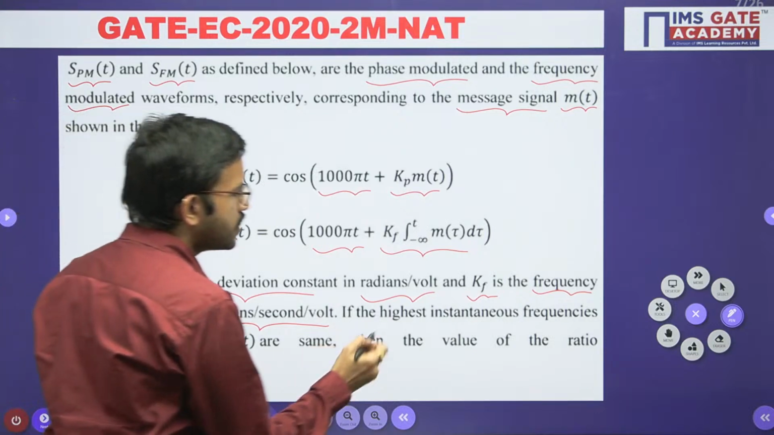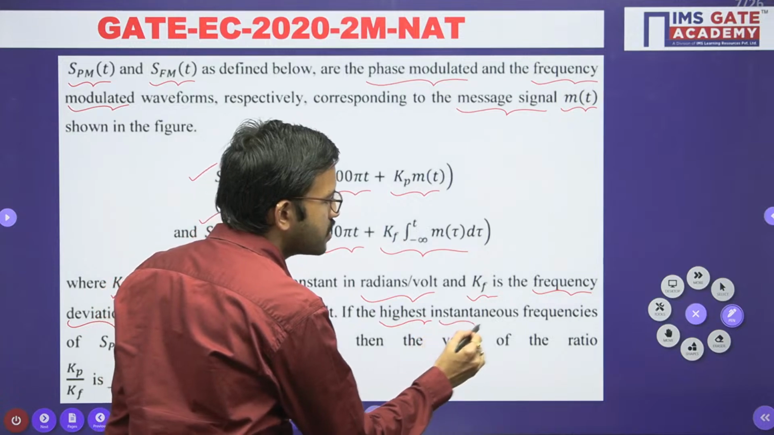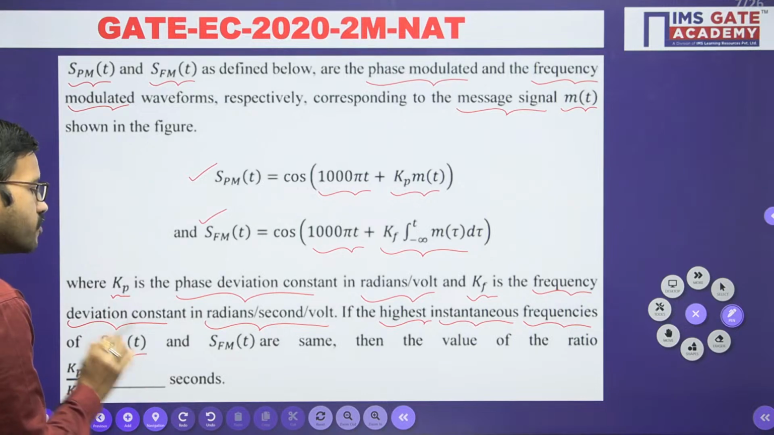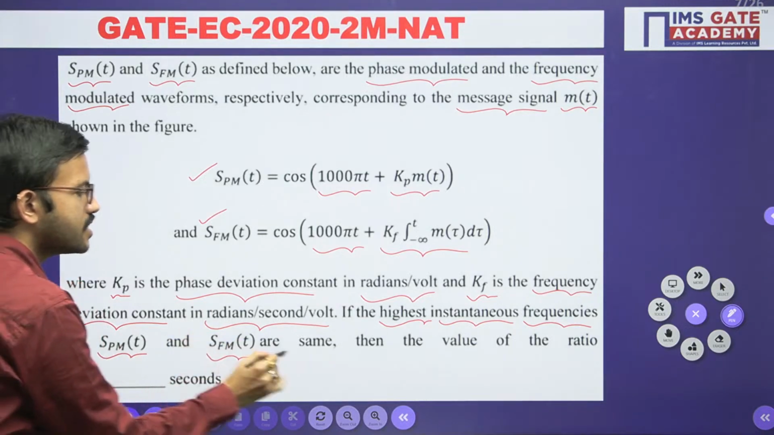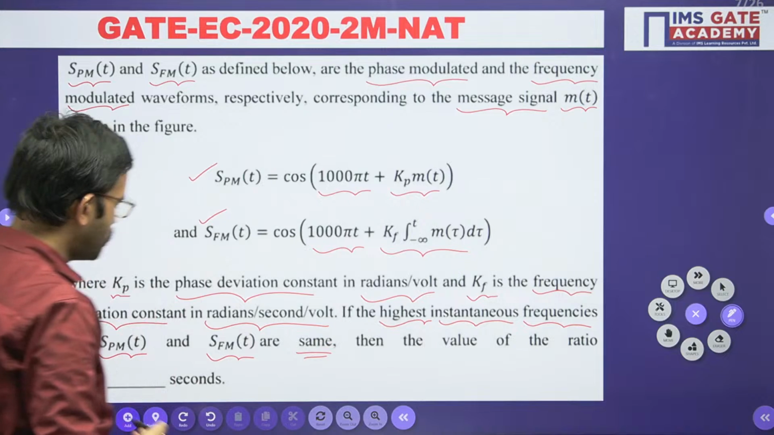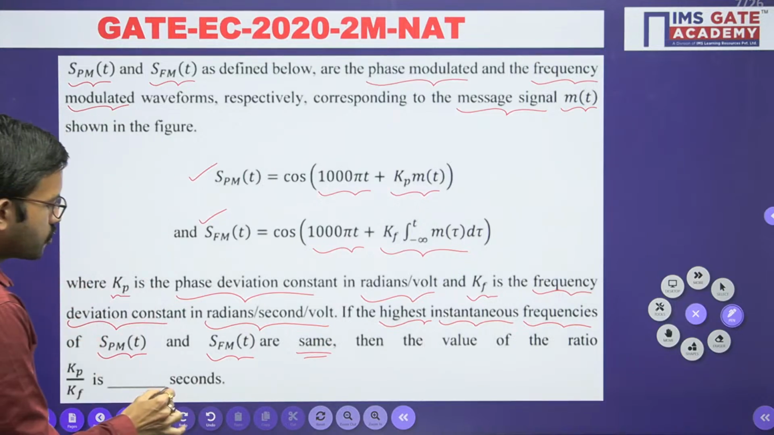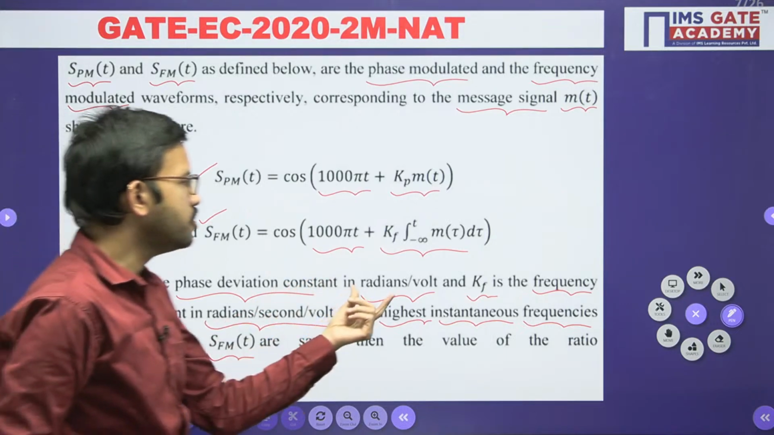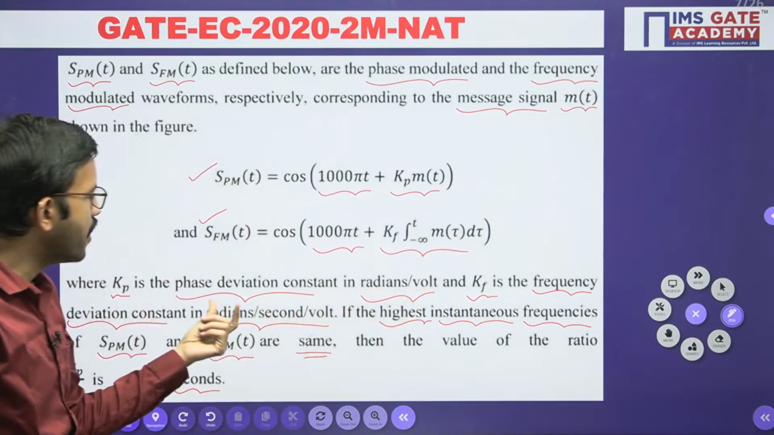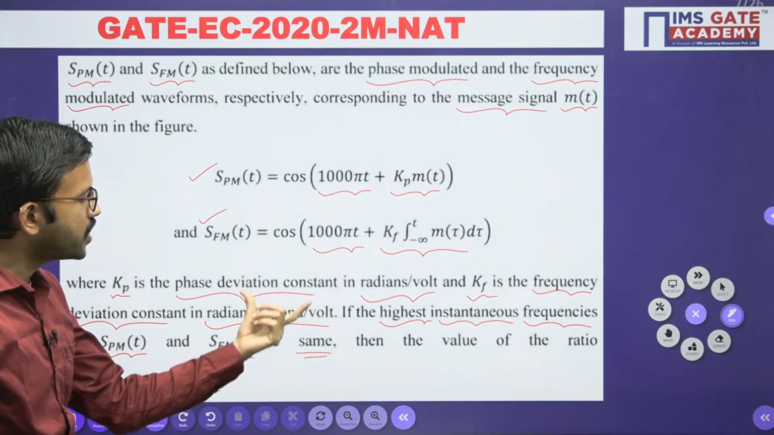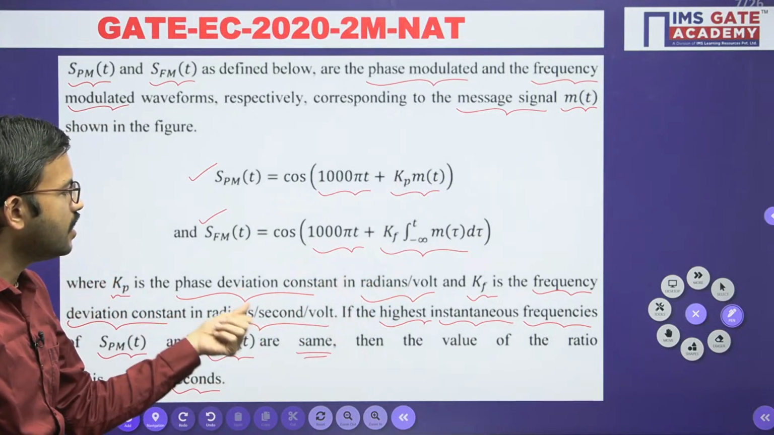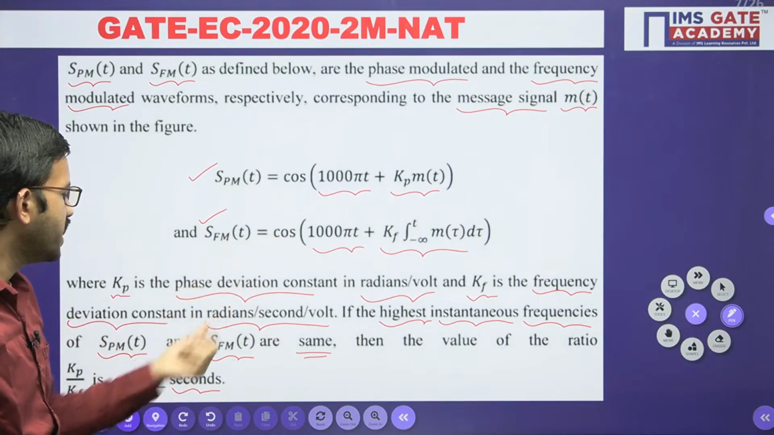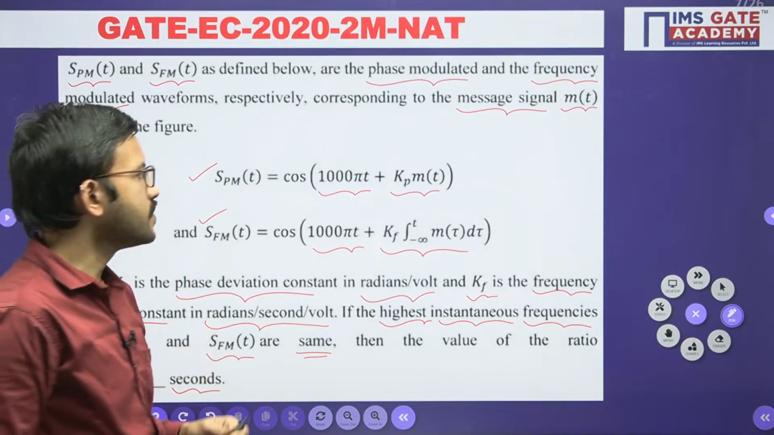So here they are asking that if the highest instantaneous frequency of both phase modulated and frequency modulated signals are the same, then what is the ratio of kp and kf. So you will get it in the order of seconds. When you do the ratio of kp and kf, here you can observe radians per volt, here you have radians per second per volt. So radians per volt will get cancelled. Here in the denominator you are getting per second. When you move it into the numerator, you will get it in the order of seconds, right?